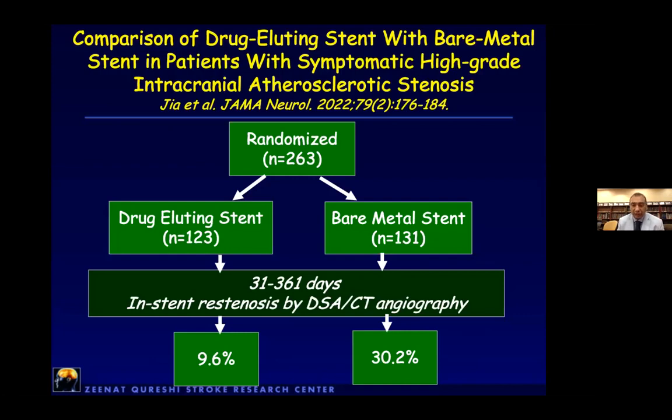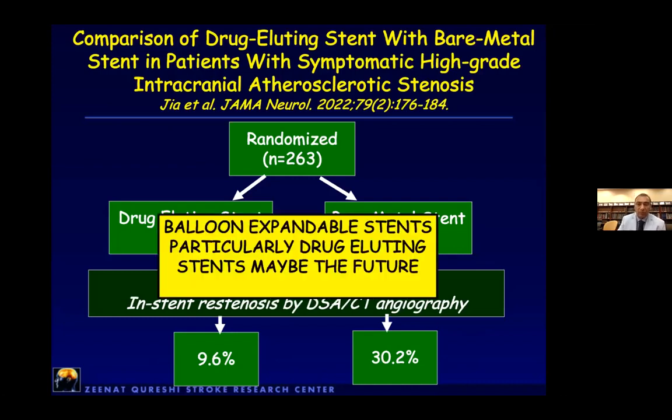So you can see, if you look at the rate of restenosis after stent placement, 9.6% with the drug-eluting stent, 30.2% with the bare metal stent. So significantly better rate when it comes down to preventing restenosis with drug-eluting stent as compared to bare metal stent. So I think this trial highlights what most interventionists have already started to believe, that balloon expandable stents, particularly drug-eluting stent, may be the future of intracranial stent placement.